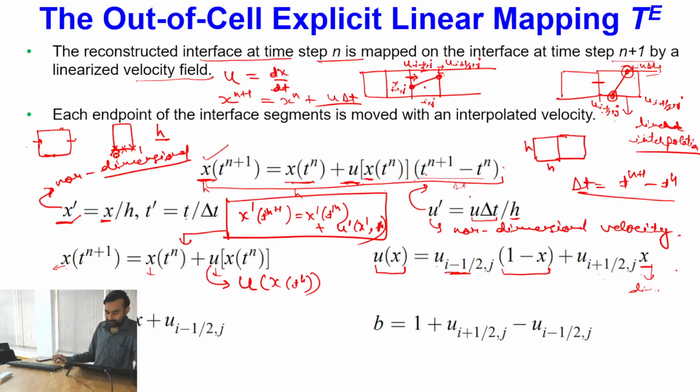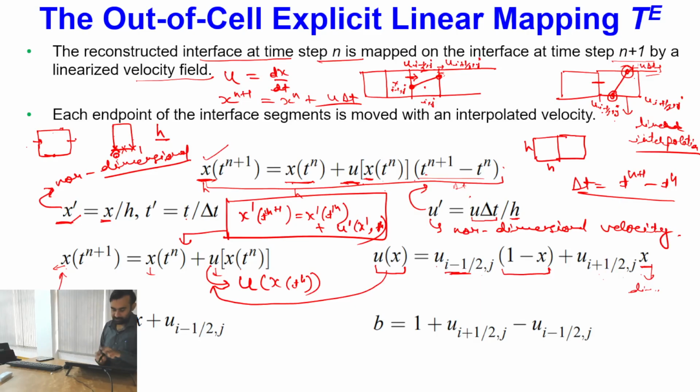Now, what will be happening? If I know u of x, what can I do? I can substitute this u of x over here, and I can calculate the position at the new time level n plus 1. Are all clear with this idea?